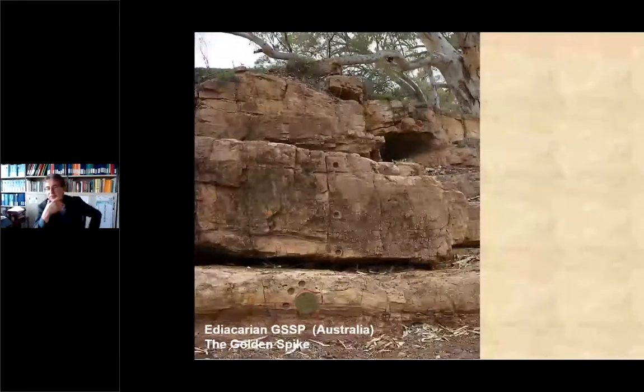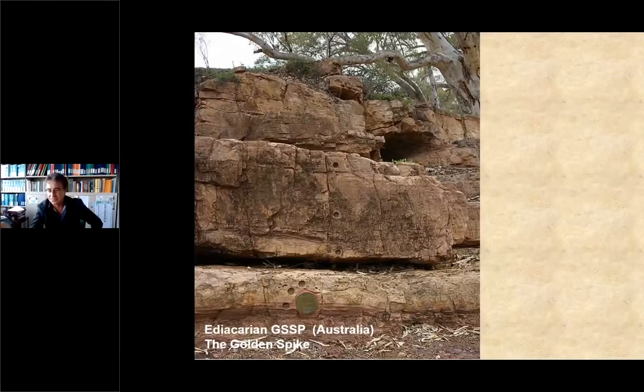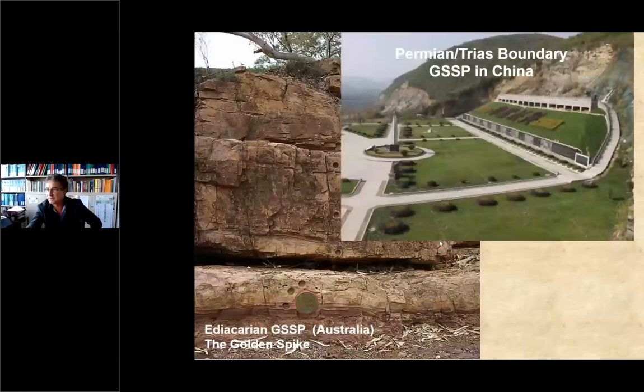This is an example of a GSSP, an Ediacaran GSSP in Australia, where we have the golden spike that marks the boundary between two stages very well. Another example is the GSSP of the Permian-Triassic boundary in China. The Chinese are really fantastic; they constructed a magnificent monument for the GSSP. You will see that in Sicily the situation is completely different from China.